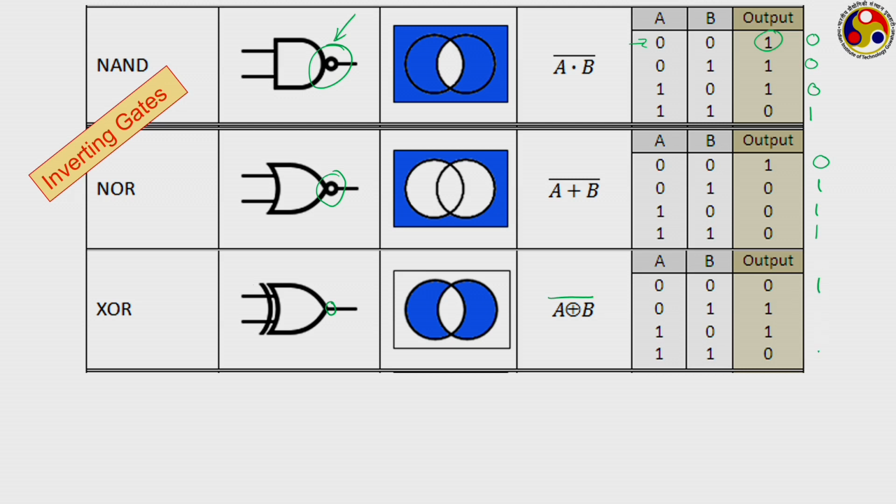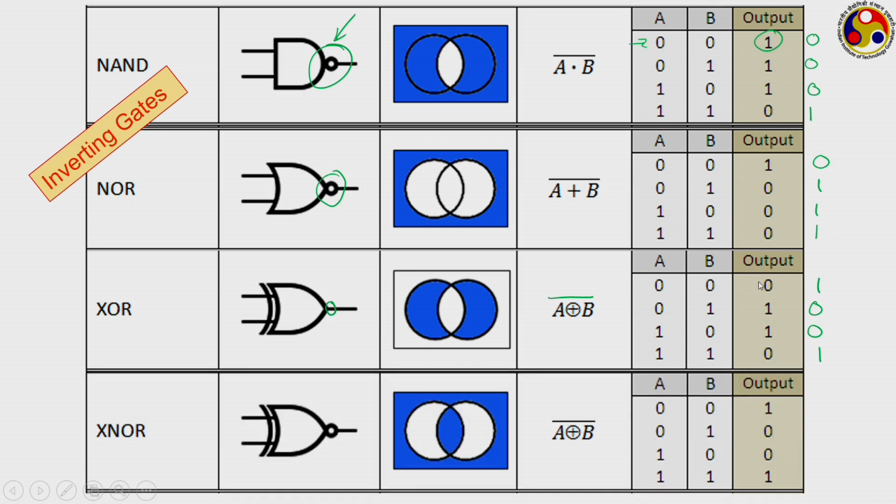So, you should get 1 and 1 when both inputs are similar, and 0 and 0 when both inputs are opposite. That is exactly what we get in XNOR. XNOR is exclusive OR plus a NOT. So, you can see in the symbol, this is the OR symbol, then this is the exclusive part, and then this is the NOT symbol, and the mathematical symbol is as given here.